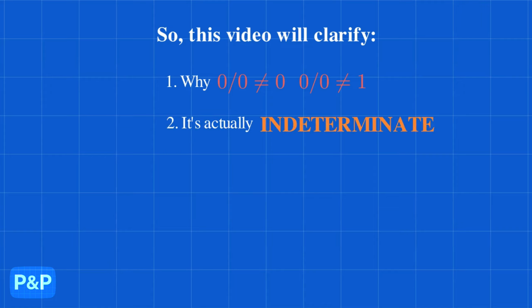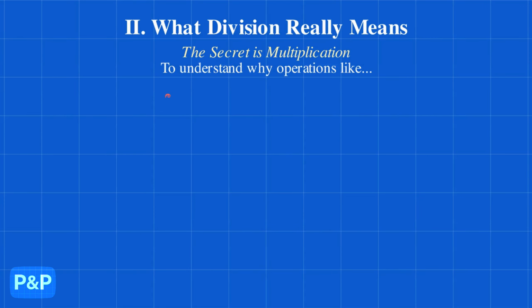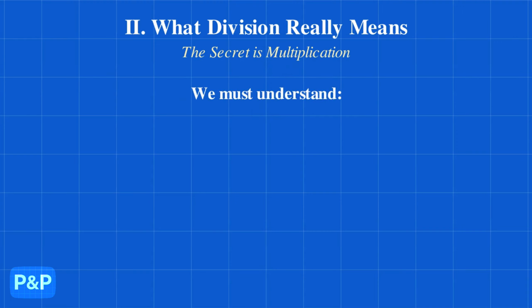In this video, I will clarify why 0 divided by 0 is not assigned a simple numerical value like 0 or 1, but is instead considered indeterminate in arithmetic. To understand why dividing by 0, and particularly 0 divided by 0, poses a problem, one must first be clear about what division fundamentally represents.